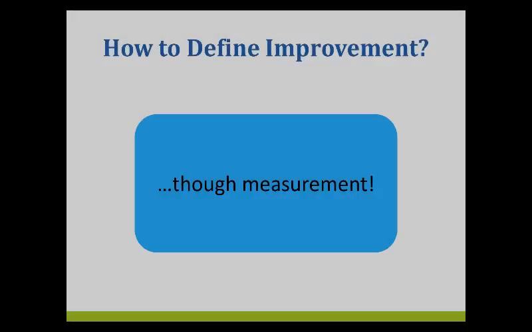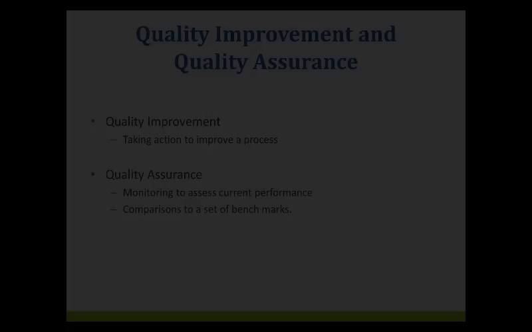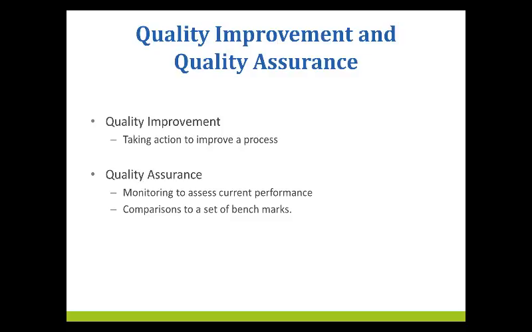On the other hand, how do we know if something was actually an improvement? This is pretty straightforward, though it can be the hardest part in public health practice. We will know that there has been an improvement because we will have measured it. Measurement is a key component of quality improvement. So, what is the difference between quality improvement and quality assurance? Quality improvement is about taking action to improve a process.